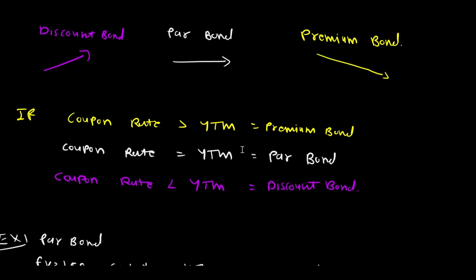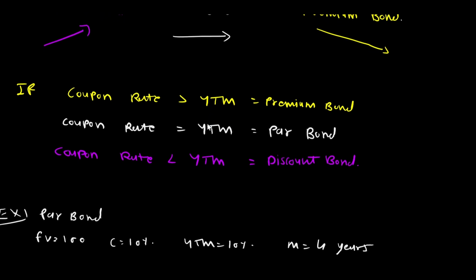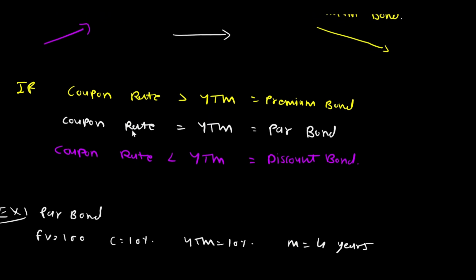So what does a premium bond mean? Premium bond means the coupon rate is higher than the YTM. Then par bond means the coupon rate and YTM are both the same. Discount bond means the coupon rate is lower than the YTM.